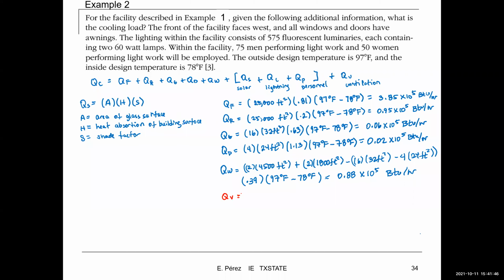So for the ventilation, we have to take into account the walls, the area of the walls, and the area of the roof. So it's the whole area for the 4 walls in this case, and the area of the roof. So let's start with the area of the roof. This is 250 times 100, plus the area of the walls. We have 4 walls.